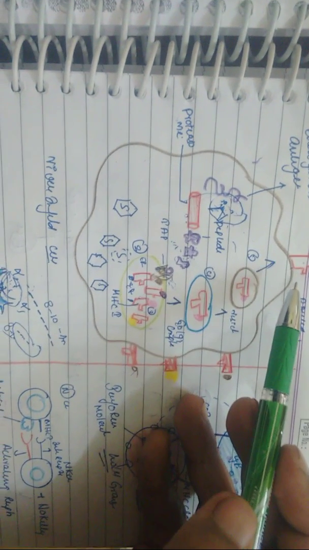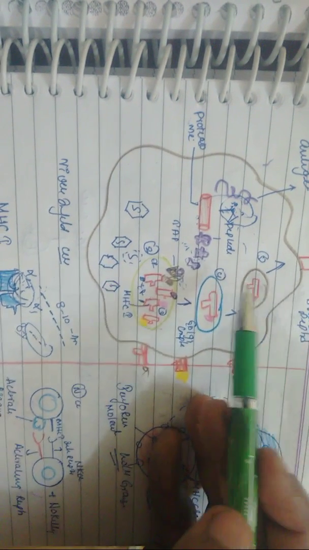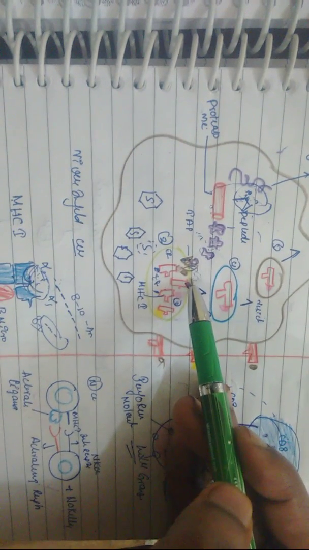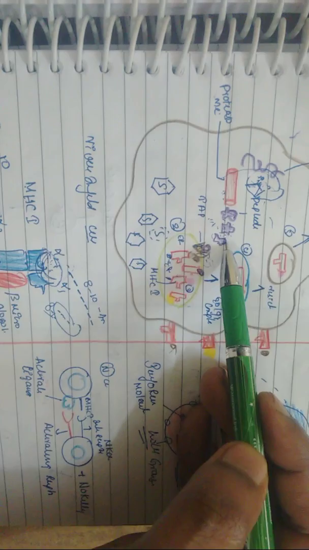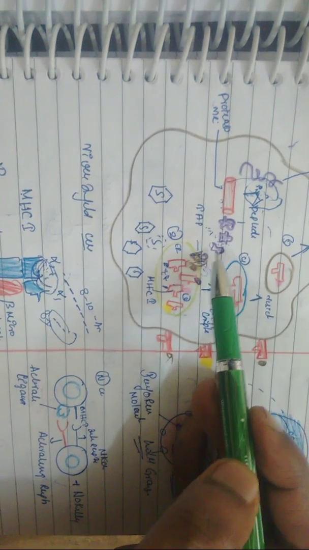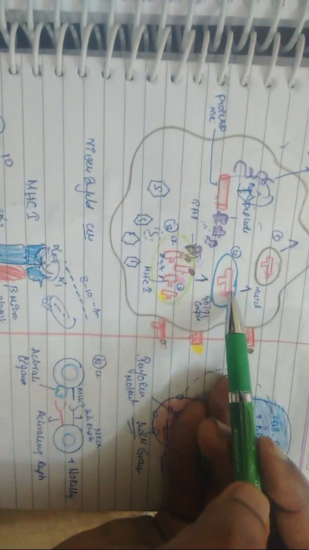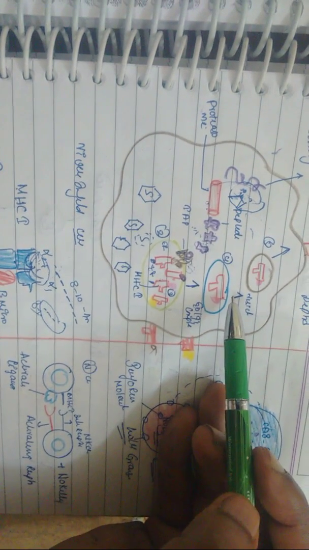Now you should understand that this TAP protein breaks a large endogenous antigen molecule into small molecules, and this MHC1 with the endogenous antigen is transported to the Golgi apparatus. I have told you this, and without it MHC1 can't express the antigen.